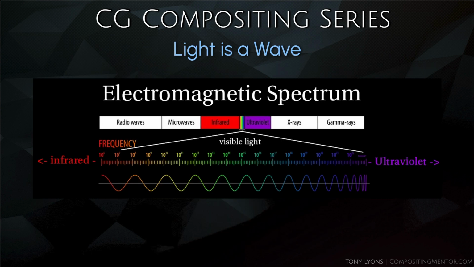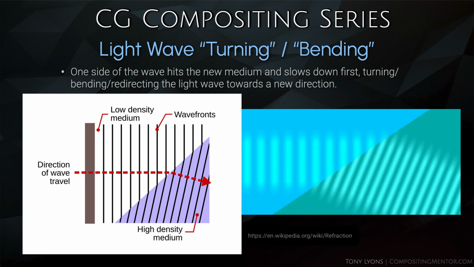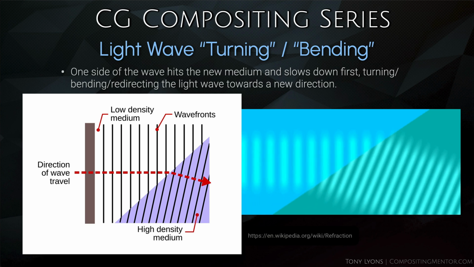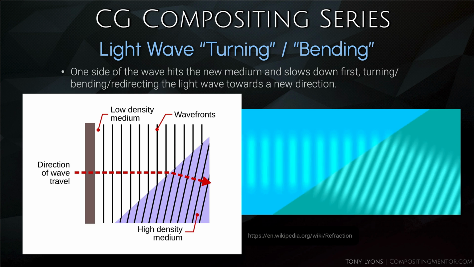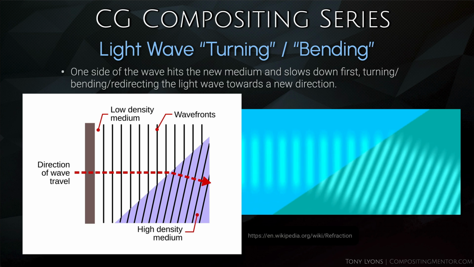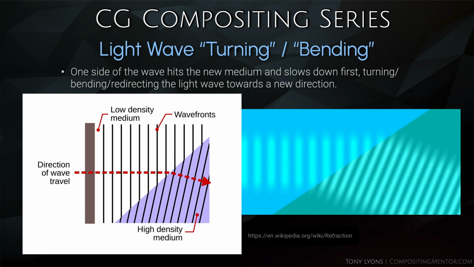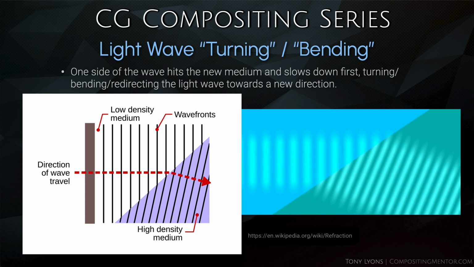Remember that light is a wave, okay? It's not a straight line. It's actually moving back and forth in a sine-like pattern. Considering that light is a wave, we can almost imagine that it has a certain thickness to it. And when it hits a new medium, one side of that wave could slow down first, which would end up turning or redirecting or bending the light towards a new direction.